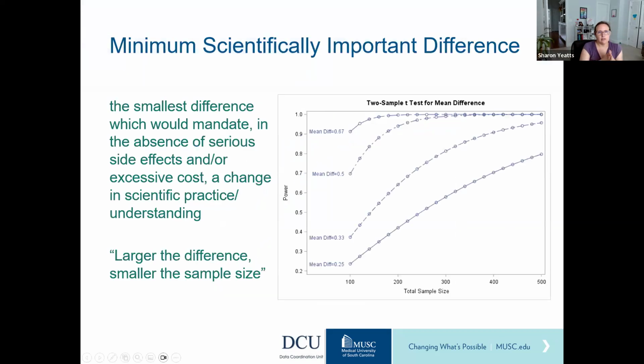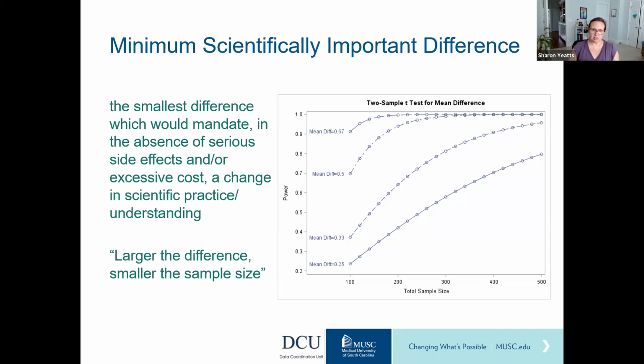The minimum scientifically important difference is probably what we spend, I think, in a traditional superiority setting, the most time talking about, and how to justify that. This is supposed to be the smallest difference which would mandate, in the absence of serious side effects or excessive cost, a change in practice or understanding. Okay, and there's a rule of thumb that says that the larger the difference you're trying to detect, the smaller the sample size you need to detect it. It's a little overly simplistic, but the general sense is true.